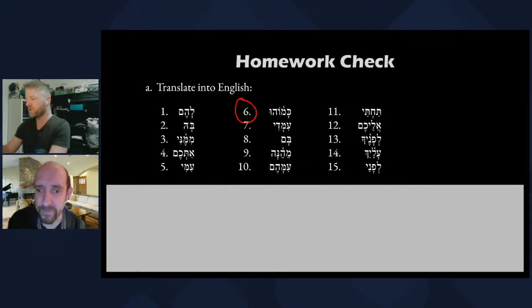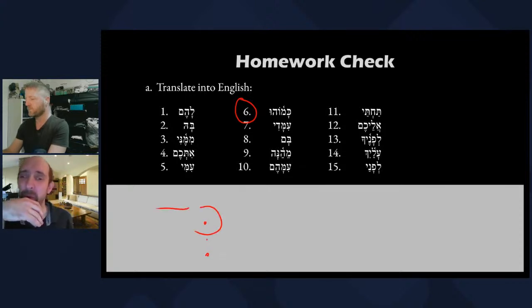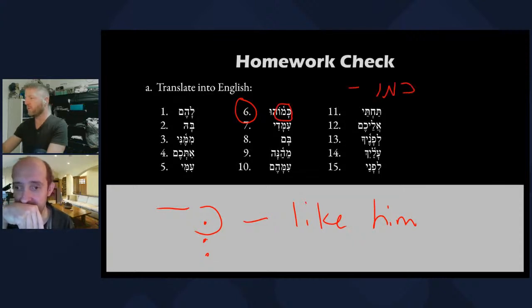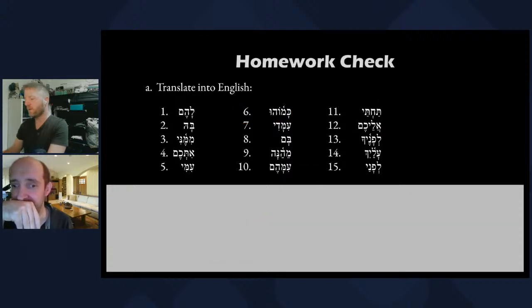All right, number 6. Kamohu. This is a weird one. When the kaf preposition takes a suffix, it lengthens. So kamohu, like him. It's not kahu or kehu, it's kamohu. Like him, kamohu. And in modern Hebrew, we actually took that prefix and we made it a word, kamo. Kamo means like. And it's separated from it. Makes good sense. And it sounds like Spanish, como. It's like. So como. That's right. That's how I remember it, actually.